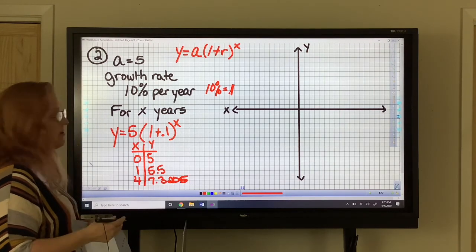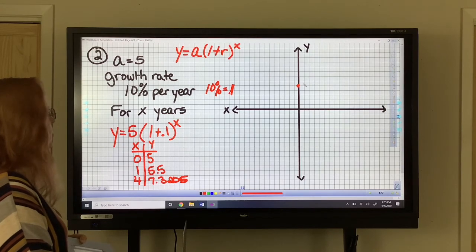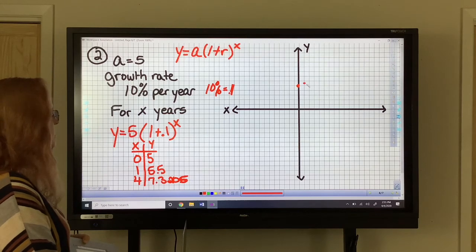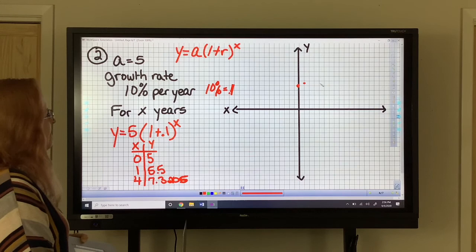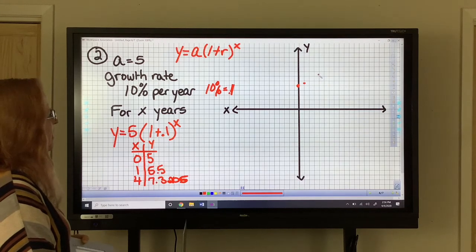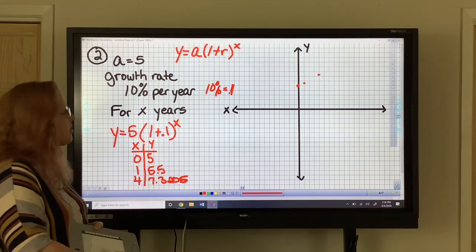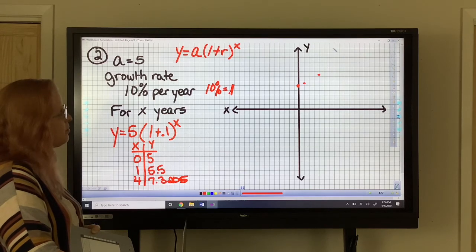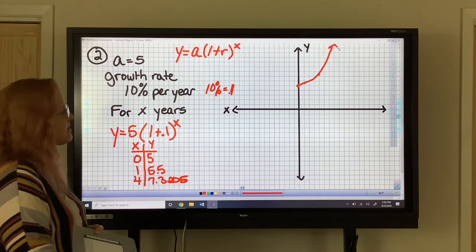Okay. And so now we just have to graph those points. And so we plot 0.5. And then 1 is 5.5, so that's in between. And then we jump to 4, and we go up to 7, and then about a third. And so our graph's going here. And so to get really our graph going here, we would have to go ahead and plot a couple of other points to see, but it's going to be increasing in this direction.